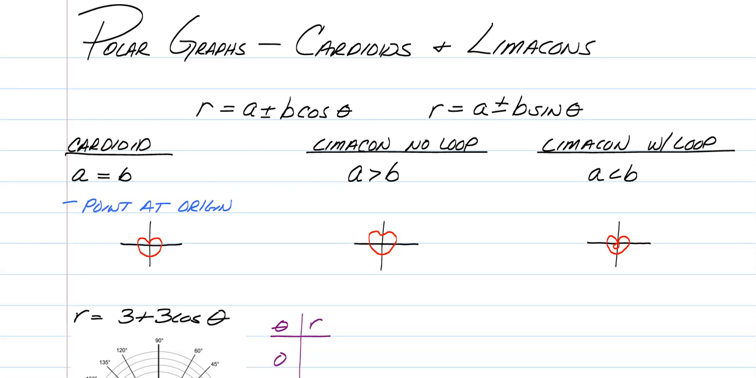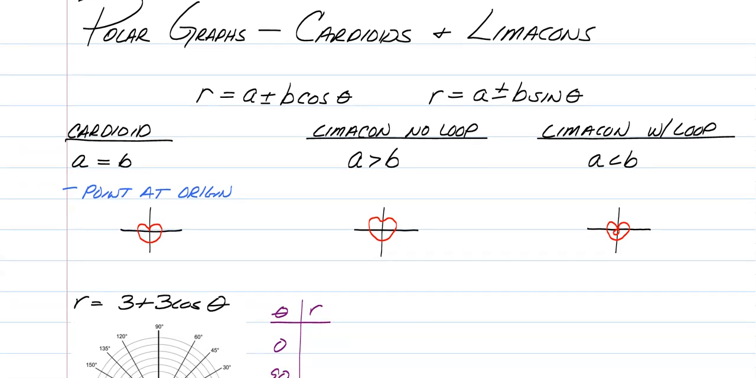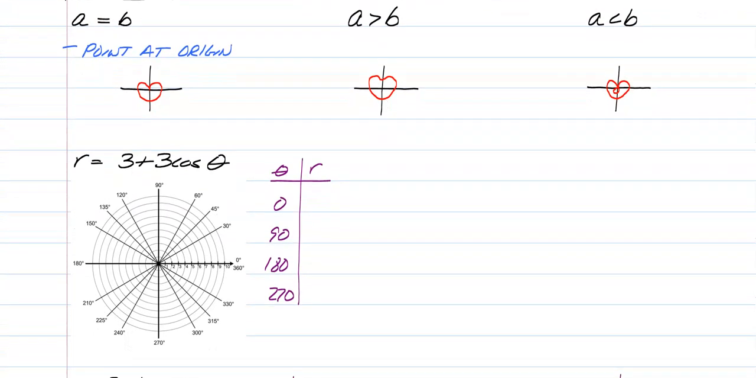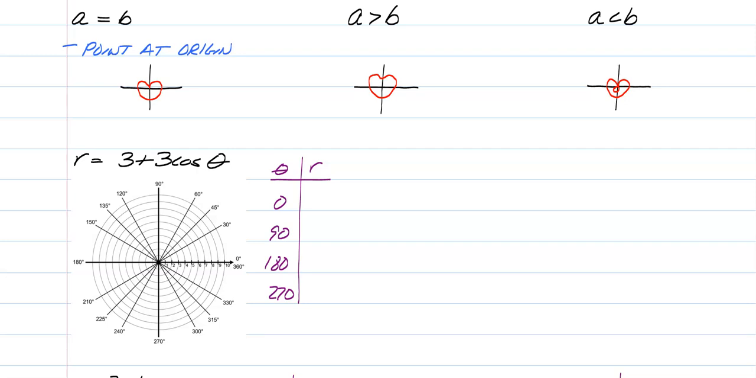Okay? So to do this, I'm going to show you how to do one of the examples by hand, and then tell you how you can use your calculator to make your life easier, and we'll do it from there. So this first one, we can see that we have 3 plus 3, which means a is equal to b. We're going to have a cardioid for this one, which means we're going to have something at the origin.